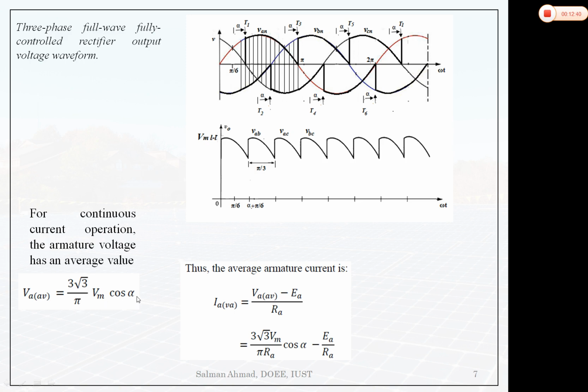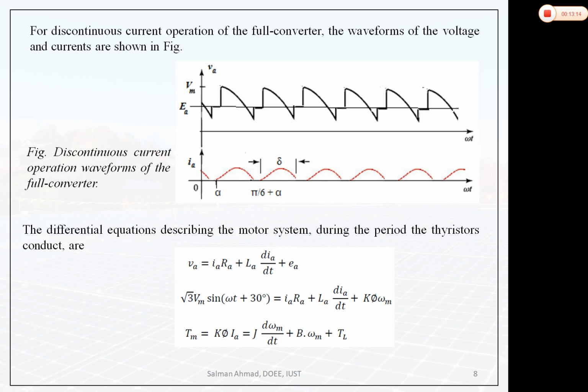Like in the previous case it was 3 root 3 upon 2 pi, because it was a semiconductor based drive. So it was 3 root 3 upon 2 pi Vm into 1 plus cos alpha, but in case of the full wave fully controlled rectifier, the output voltage will be 3 root 3 upon pi Vm cos alpha. Once we have the average armature voltage, we can find the average armature current and substitute here, and we can find the armature current.